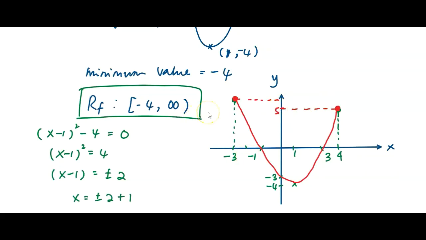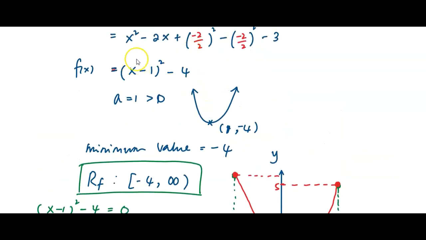And when x equals negative 3, put the negative 3 inside here. You get negative 3 minus 1, negative 4 squared. You get 16. 16 minus 4, that will be 12. Okay, so this will be the value 12.